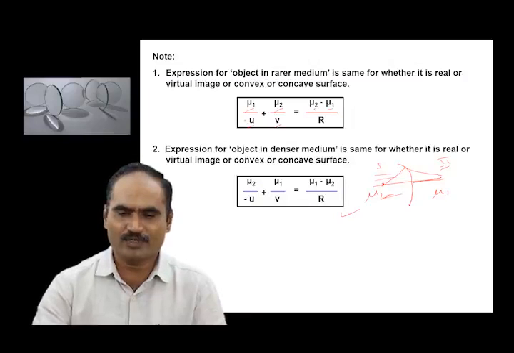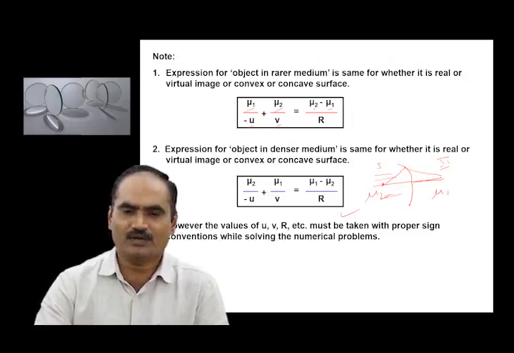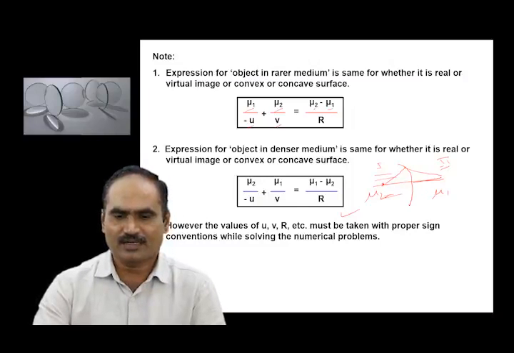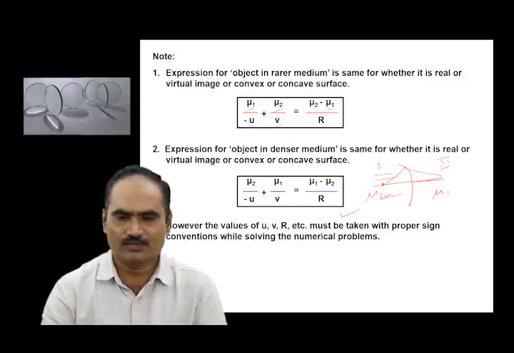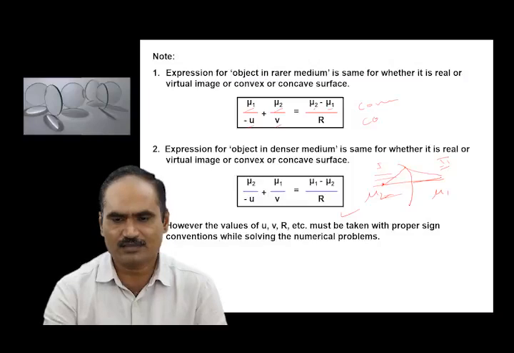So in this way you can remember, right? And this is the same for both concave as well as convex. So first one, I shall repeat this. This is for concave as well as convex, and this is also for concave as well as convex. And this is if the object is in a rarer medium. Here is the object and it forms an image here like this. Then this is for the rarer medium. This is for the denser medium. If the object is in a denser medium, we'll take this.